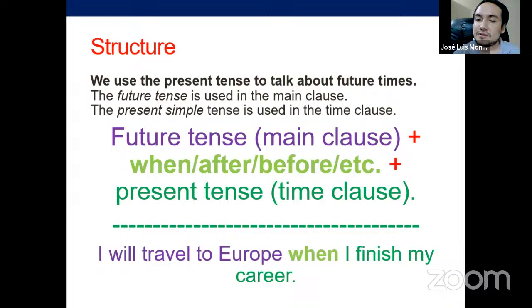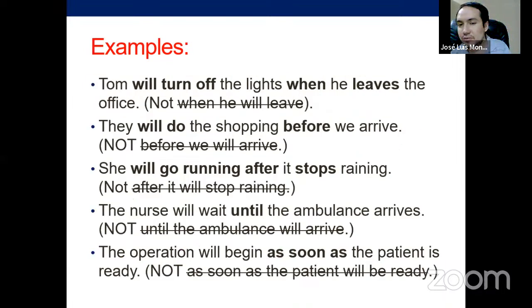So future tense, right? The main clause, when, after, before, etc. So it can be in this order. And you have, I will travel to Europe, the future tense, right? When, all right, or after or before I finish my career. And that's actually the future time clause. All right, but that's in the present tense. Okay, so future tense is the main clause and the present tense is the time clause. That's really, really important to remember.